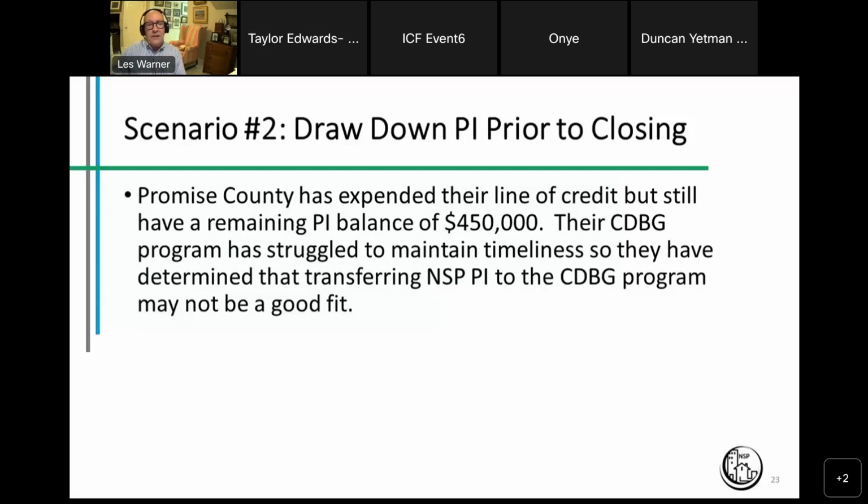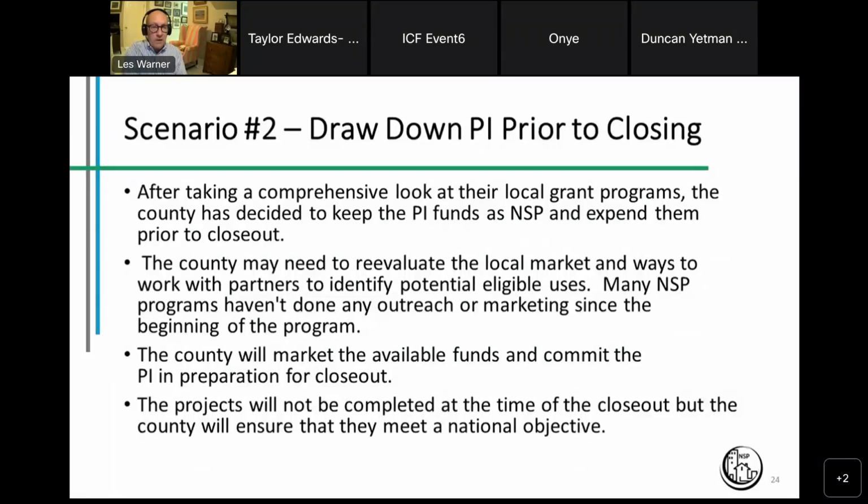And so Promise County needs to figure out how to make sure they're able to expend the program income prior to closing. Again, the same sort of thing applies: looking at those local programs and determining whether there is enough demand for this. And again, that might also mean looking at the program design. In many cases, folks were very targeted with their original uses of NSP.